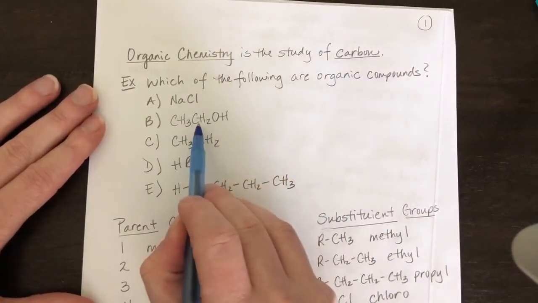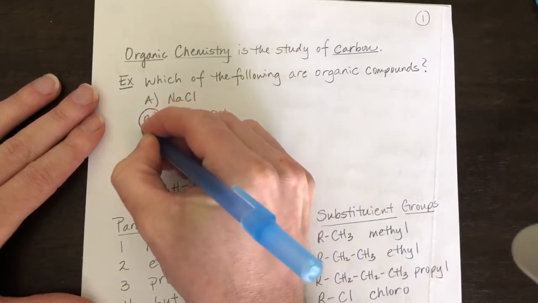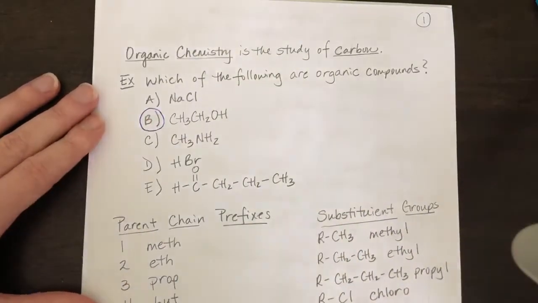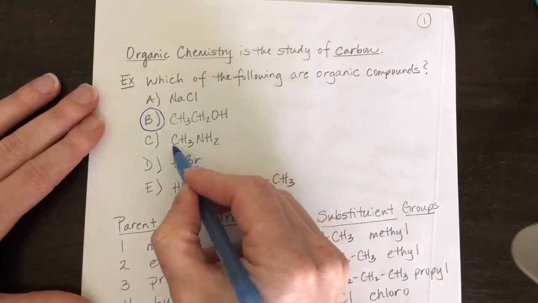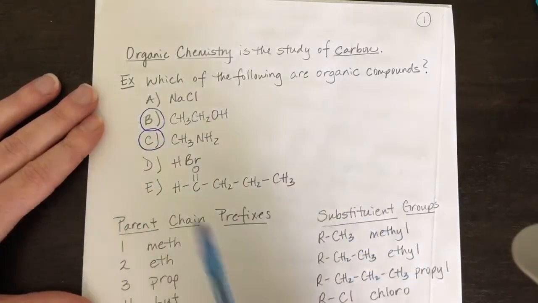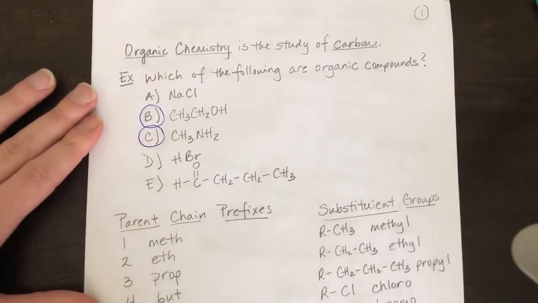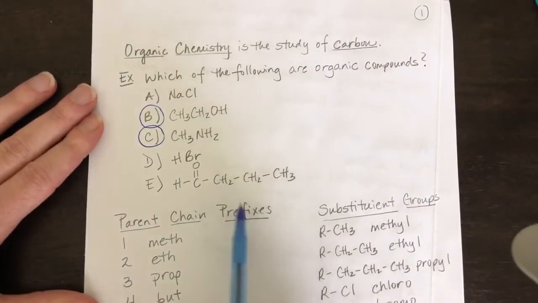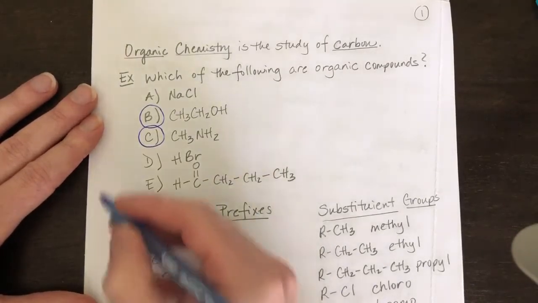Ethanol, CH3CH2OH, has two C's in it, so this is going to be organic. CH3NH2 is organic because it has a C in it. It's got carbon. HBr is not organic because it doesn't have carbon in it. And this compound right here is called an aldehyde. We'll learn about that in a few lessons, but it has carbon in it, so it is organic.